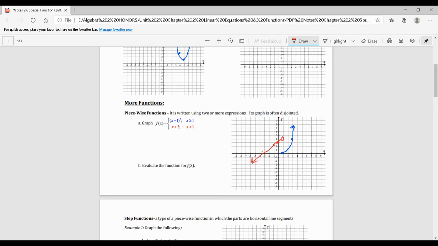Now we're going to evaluate the function for f of 3. When I say f of 3, usually that means we plug 3 in. However, we have two pieces, so where do I plug it in? For this one, our x value of 3 is greater than 1. Therefore, we're going to plug it in to that top equation because that's saying use this equation for all x values that are greater than 1.